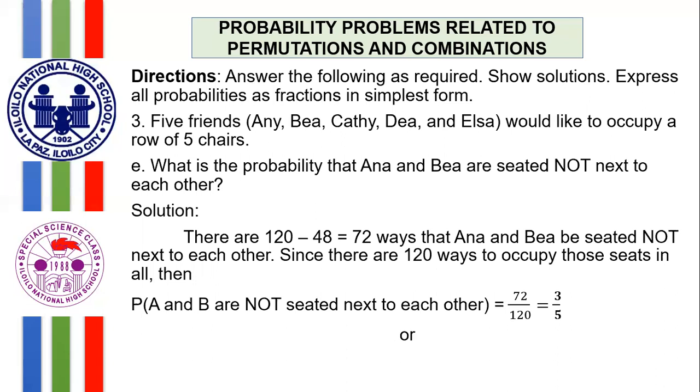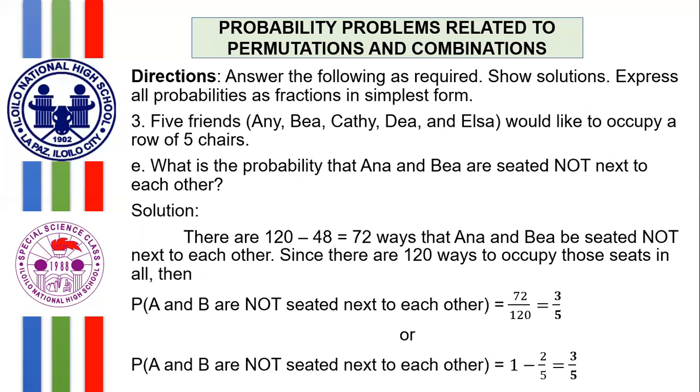But there is another way. And what is that way? Remember the complement rule. If the probability that they are seated together is P of E, then the probability that they are not seated together is P prime of E, or you subtract it from 1. That is, we have 1 minus 2/5, which is the probability of being seated together earlier, and that is 3/5. So you see, I was able to solve this problem using 2 ways, and in your actual solution, you could choose any of these.